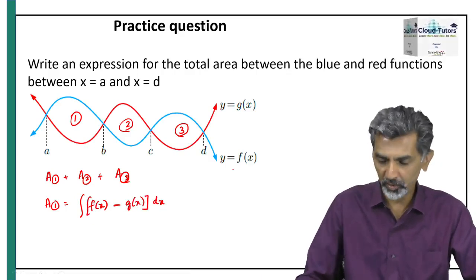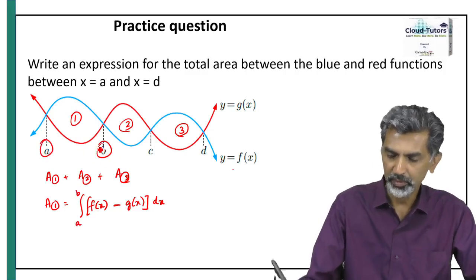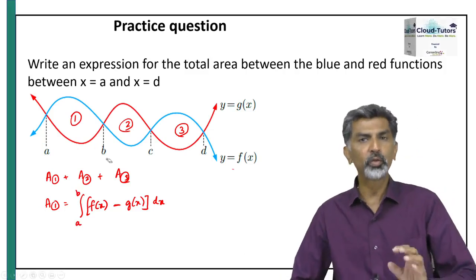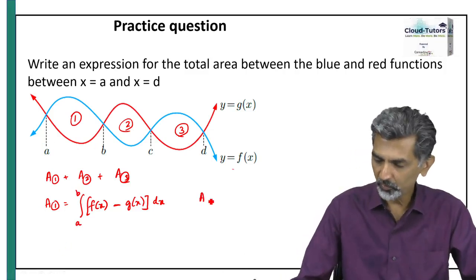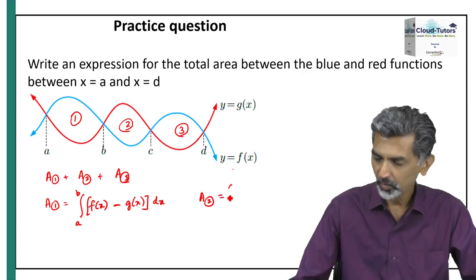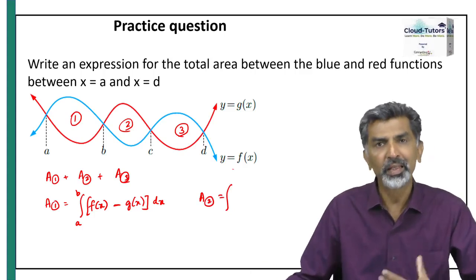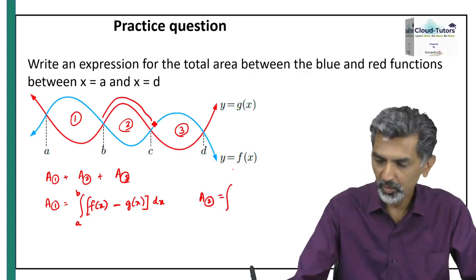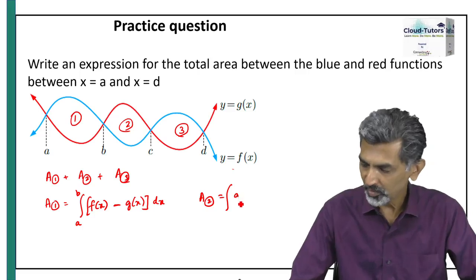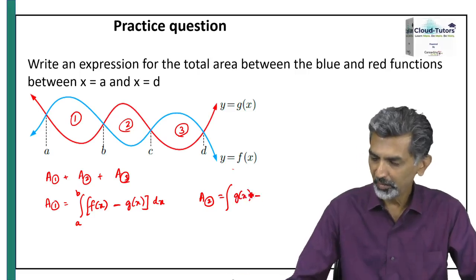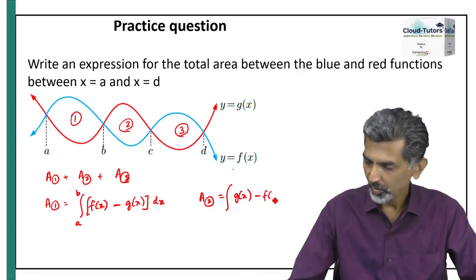And what are the limits of integration? X is going from a to b. That gives you the area of the first region. Now, the area of the second region: in the second region, the upper function is the red function. You see, this is the red function, and that is g of x. And the lower function here is the blue function, which is f of x.